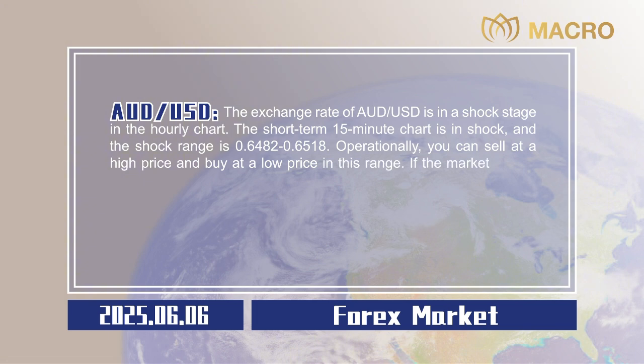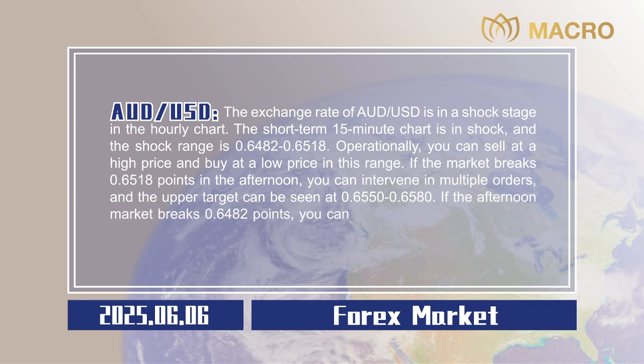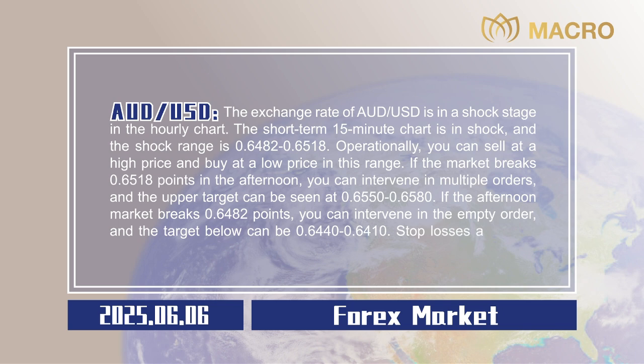If the market breaks 0.6518 points in the afternoon, you can intervene in multiple orders, and the upper target can be seen at 0.6550 to 0.6580. If the afternoon market breaks 0.6482 points, you can intervene in the empty order, and the target below can be 0.6440 to 0.6410. Stop losses are all 20 points.